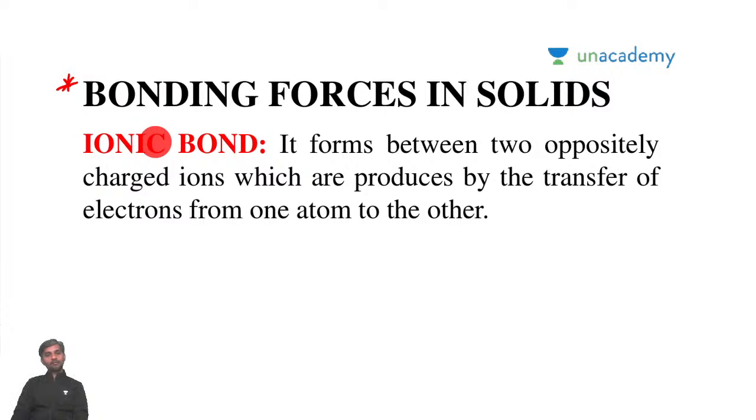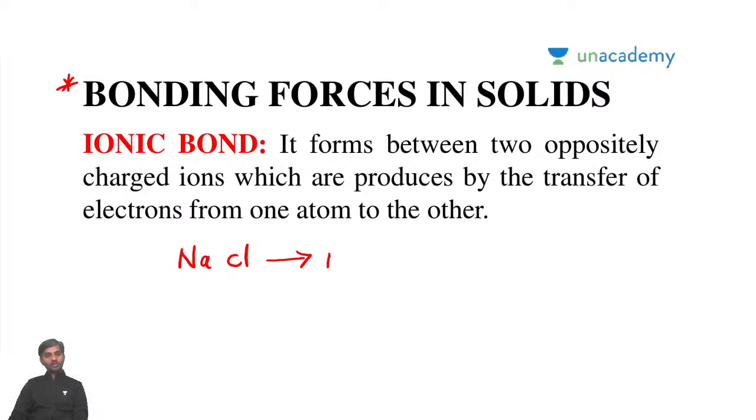So what do you mean by ionic bond? It forms between two oppositely charged ions which are produced by the transfer of electrons from one atom to another atom. Right? An example is going to be NaCl, sodium chloride. So how will you get it, sir?